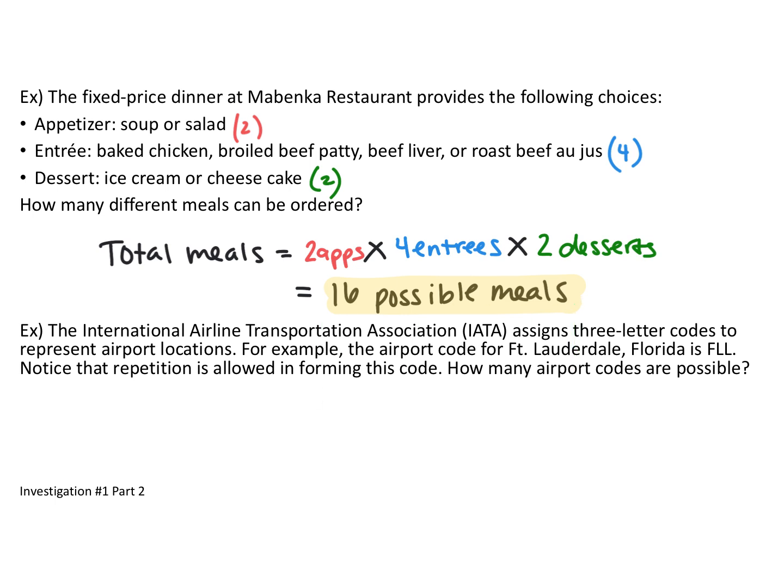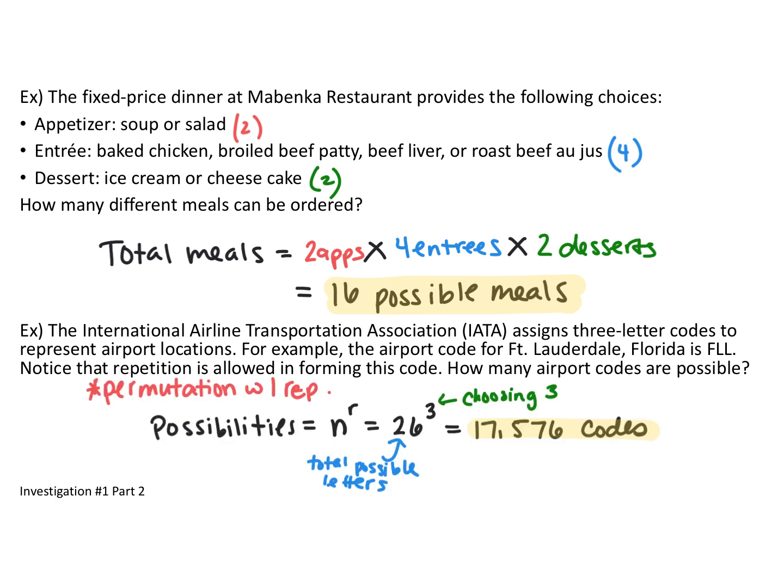The International Airline Transportation Association assigns a 3-letter code to represent airport locations. For example, John Wayne Airport is SNA. Or the airport code for Fort Lauderdale, Florida is FLL. So notice that repetition is allowed in forming this code. How many airport codes are possible, assuming all combinations can be used?